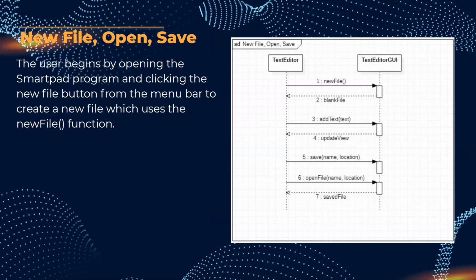And here's a sequence diagram. The user begins by opening the SmartPad program and clicking on the new file button from the menu bar to create a new file, which uses the new file function.